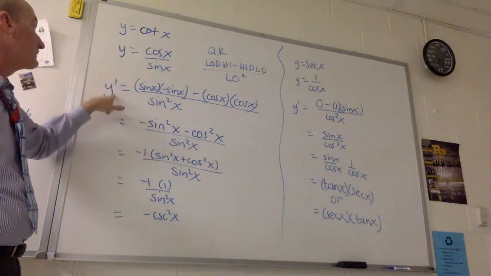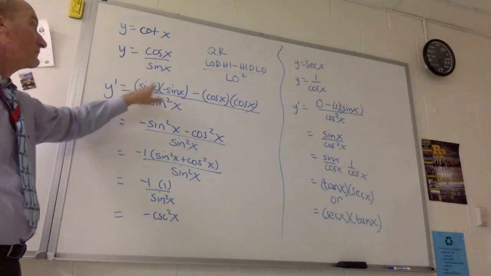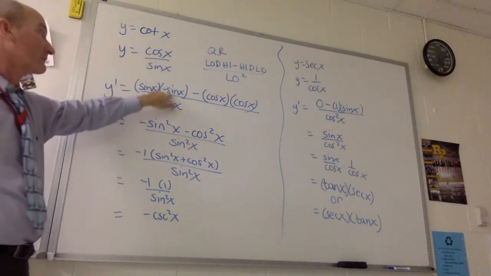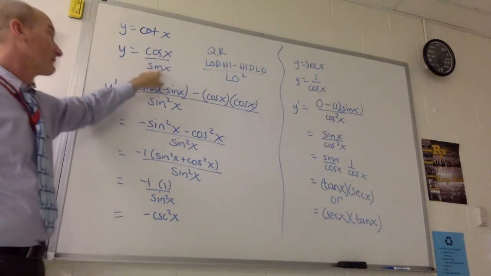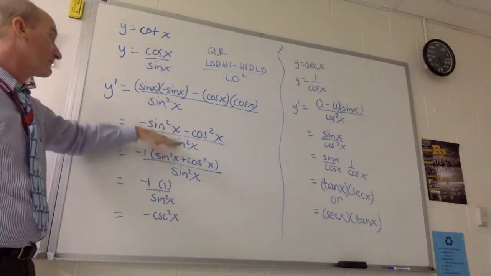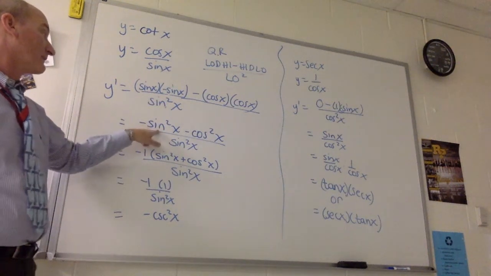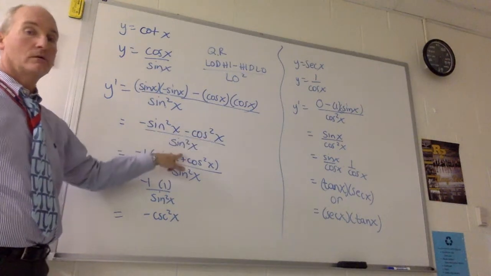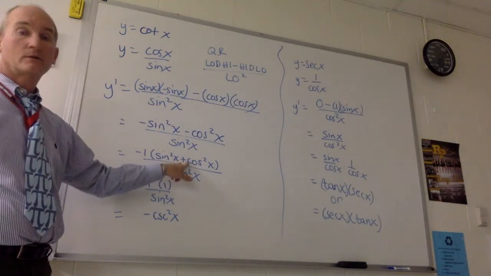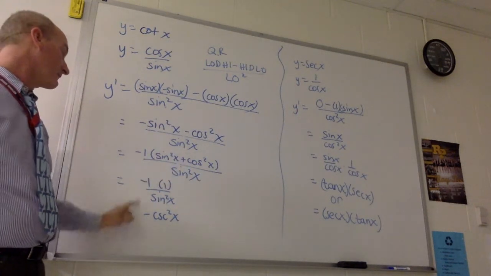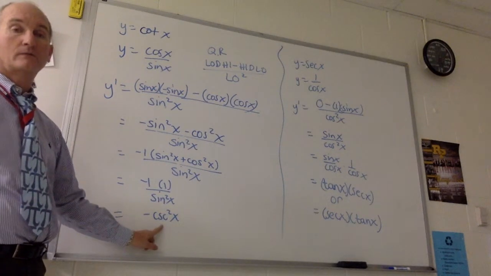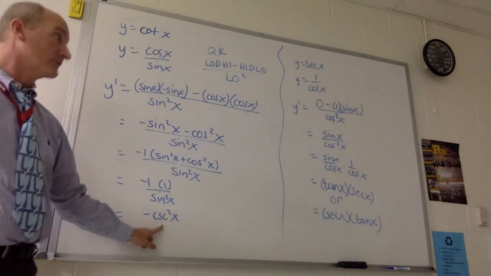So the derivative of the first derivative is equal to low d high, so it's sine of x, times the derivative of cosine x, which is negative sine of x, minus the cosine of x times the derivative of the bottom, which is cosine x as well, all over low squared, which is sine squared x. So here I get negative sine squared x minus cosine squared x over sine squared x. If I factor out the negative 1, I get the Pythagorean identity, sine squared x plus cosine squared x, which is 1. So I have negative 1 over sine squared x, which is negative cosecant squared x. And that's the derivative of the cotangent function.